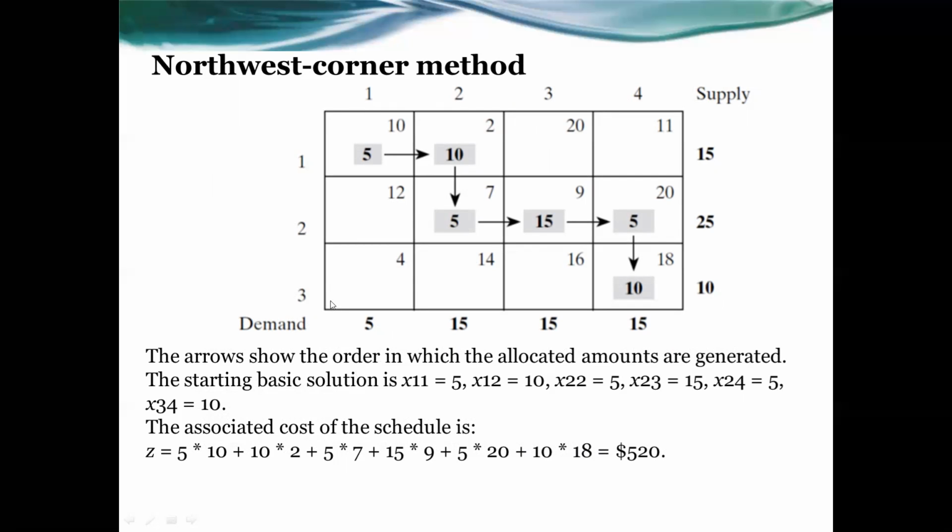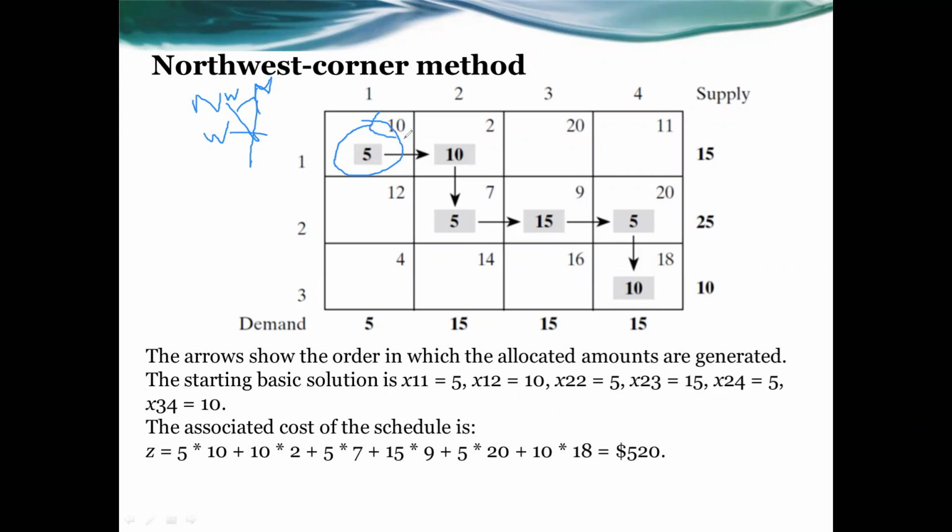For the northwest corner method, we start from this corner. Why do we call it northwest? This is north and this is west, so this is our northwest. If you don't remember the directions, recall them and have a look. So in our tableau also, this is our northwest corner, and we start from here.